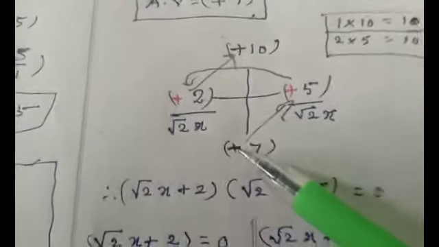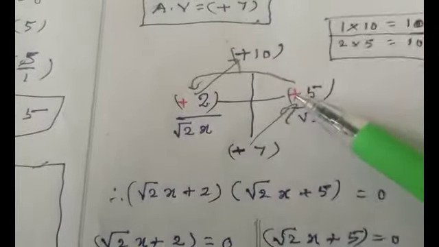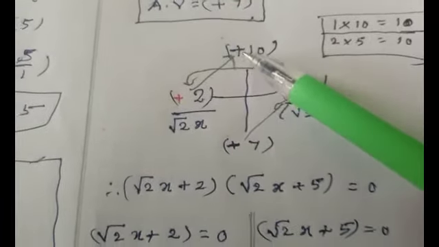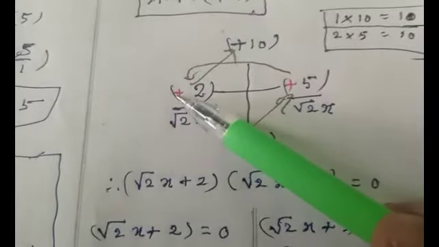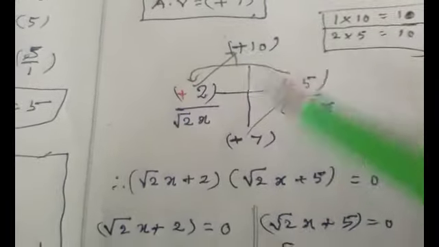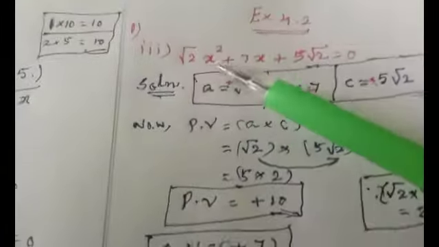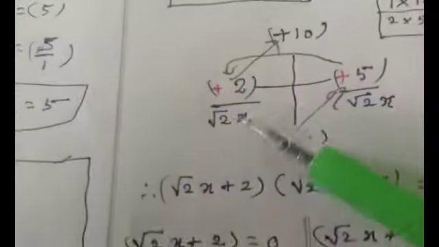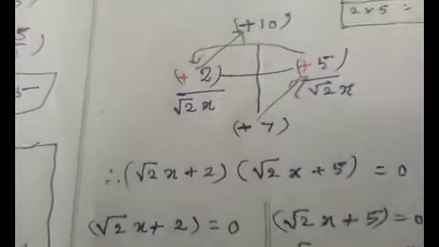Now here the addition value symbol is plus. This has to be substituted with 5. So plus. Now we have to get plus 10, which means we have to apply plus over here. So plus into plus will be plus. When we add, we will get plus 7. Now the next step: it is given root 2 x square, so we have to write divide by root 2 x, divided by root 2 x.